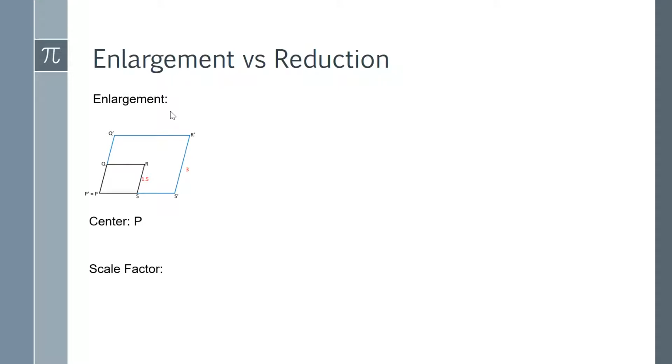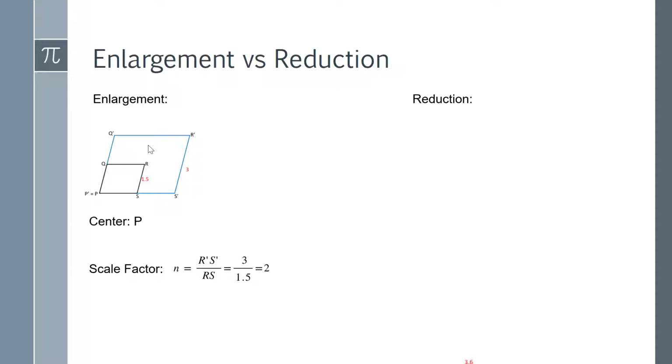And to find the scale factor, we're just going to take this segment right here, R prime S prime, because we know its length is 3, and we're going to divide by the length RS, because we know those two values. The scale factor here will be 3 divided by 1.5, which is 2. You see 2 is bigger than 1, so yes, this is an enlargement.